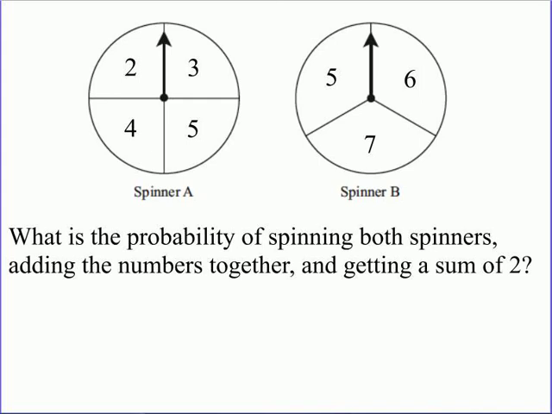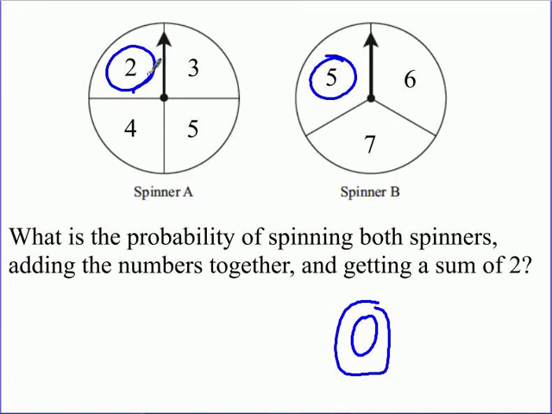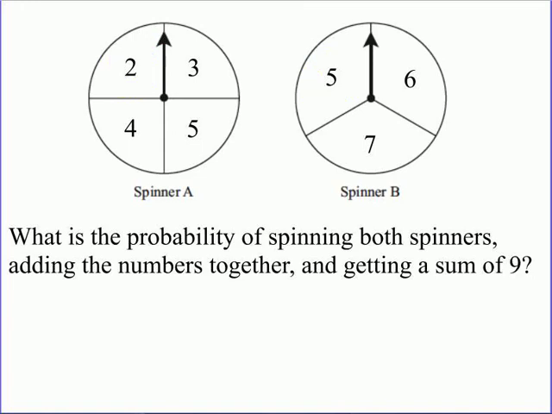What is the probability of spinning both spinners, adding the numbers together, and getting a sum of 2? 0. Sure. Why can't you have that? The smallest number is a 2. The smallest sum you can get would be a 7. So what is the probability of spinning both spinners, adding the numbers together, and getting a sum of 9?